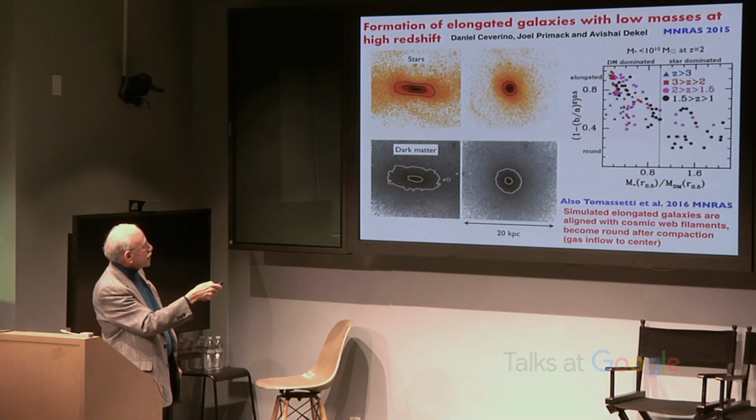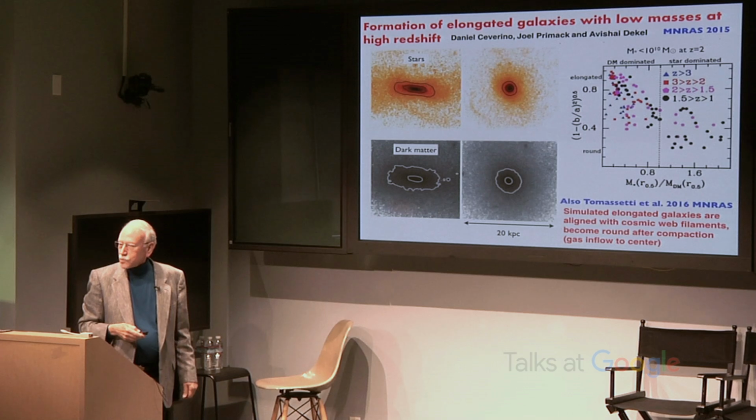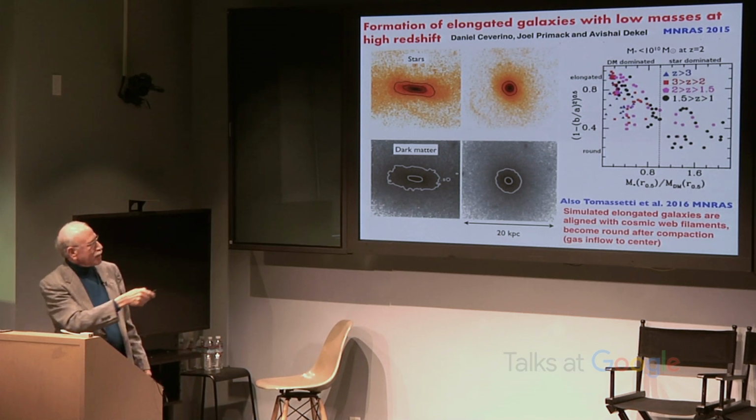So we're predicting that the vast majority of galaxies that James Webb lets us see out at the higher redshift are going to be these elongated things. We don't know if that's true. We'll find out in about a couple of years.